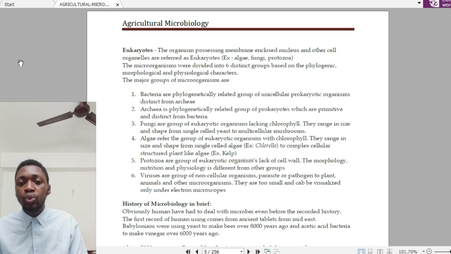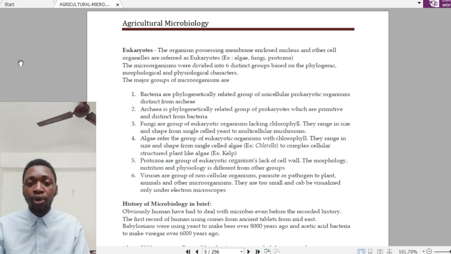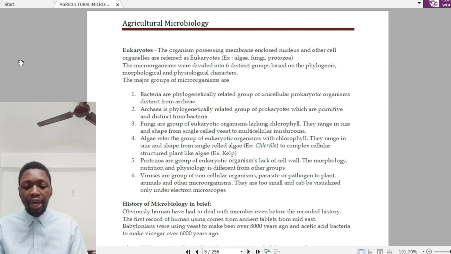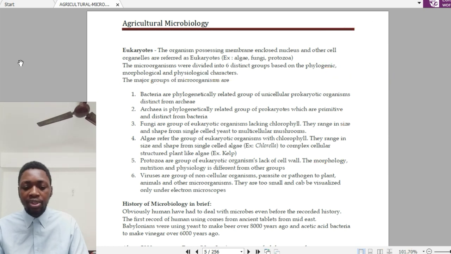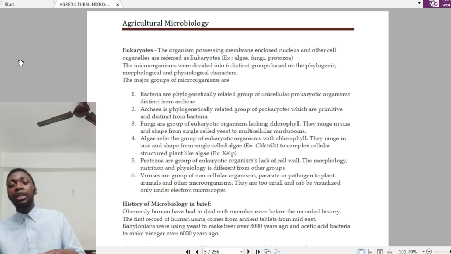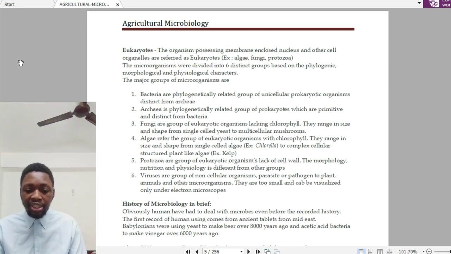Microorganisms have different groups, and we will talk about the major groups of microorganisms. These are listed here. As you can see, bacteria is group number 1. Bacteria are a phylogenetically related group of unicellular prokaryotic organisms distinct from archaea. Archaea are a phylogenetically related group of prokaryotes which are primitive and distinct from bacteria. Fungi are a group of eukaryotic organisms lacking chlorophyll, meaning they cannot make their own food. They range in size and shape from single-celled yeast to multicellular mushrooms.